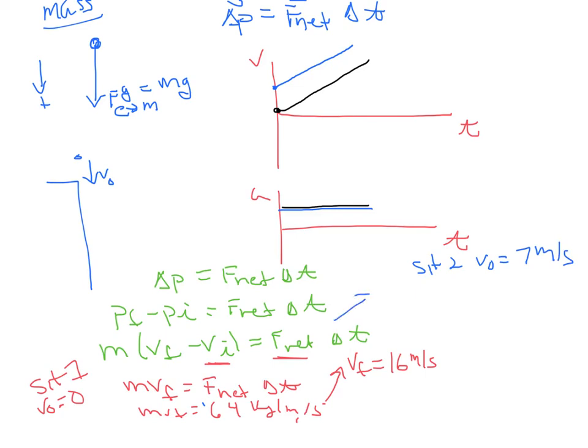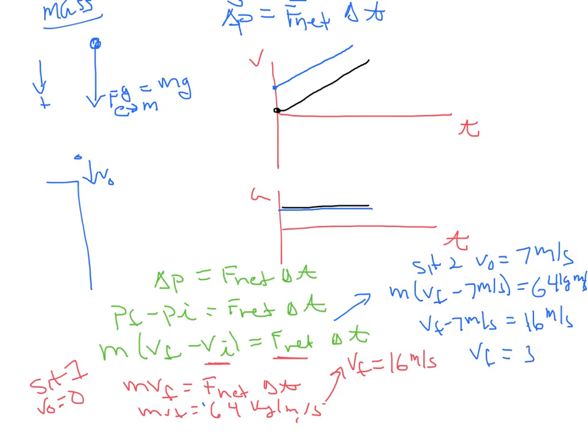Okay, situation 2 has a v naught equal to 7. So we can still use the same expression, but now instead of having 0, we actually have something to put into there. We know this is still 64 kilogram meters per second. Okay, so what this tells us is if we divide this by the mass, which is 4, we get vf minus 7 meters per second equals 64 divided by 4, which is 16 meters per second. But what we find here is that the vf is 16 plus 7, which is 23 meters per second.